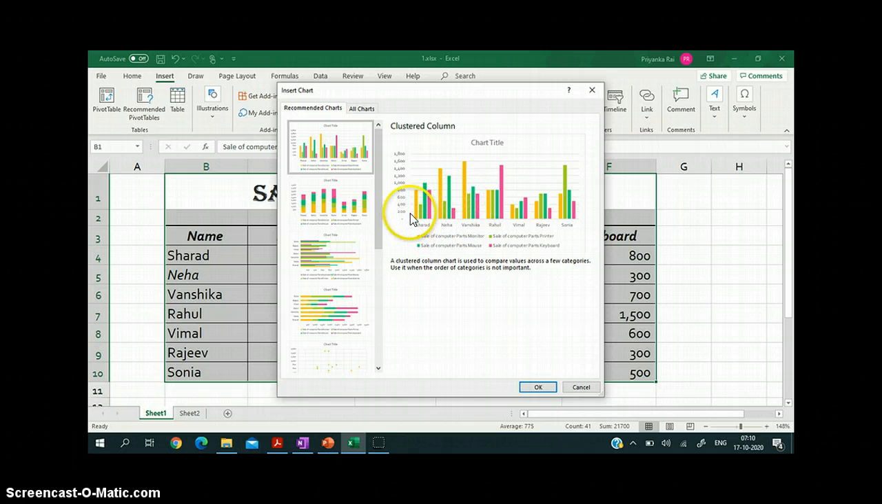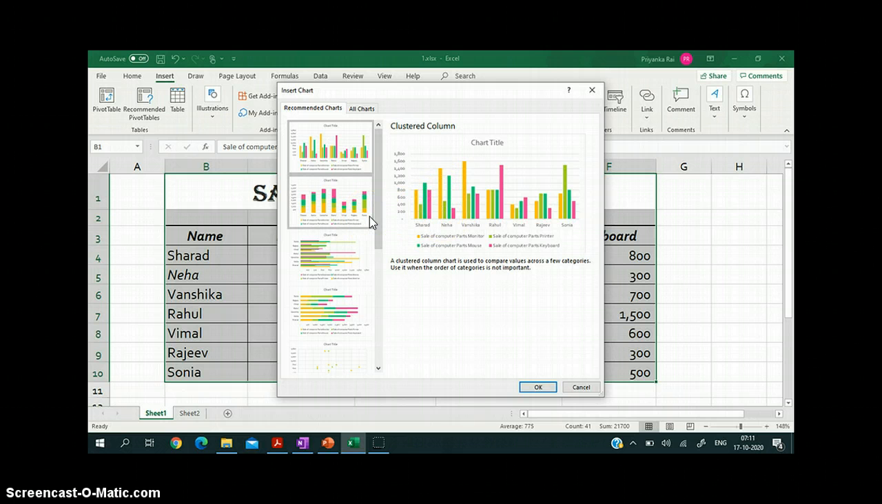In this, as we know, this is the x-axis and this is the y-axis. So this is the horizontal axis. On the horizontal axis we have the categories, that is the different fields which we are going to compare, and the values are vertically placed. You can see the bars are vertical. So these are the different values and they are vertical.